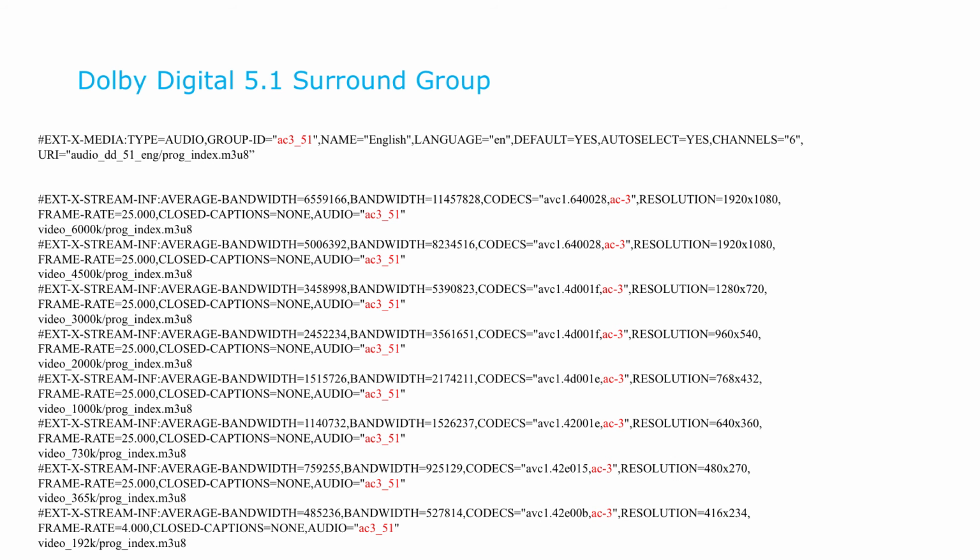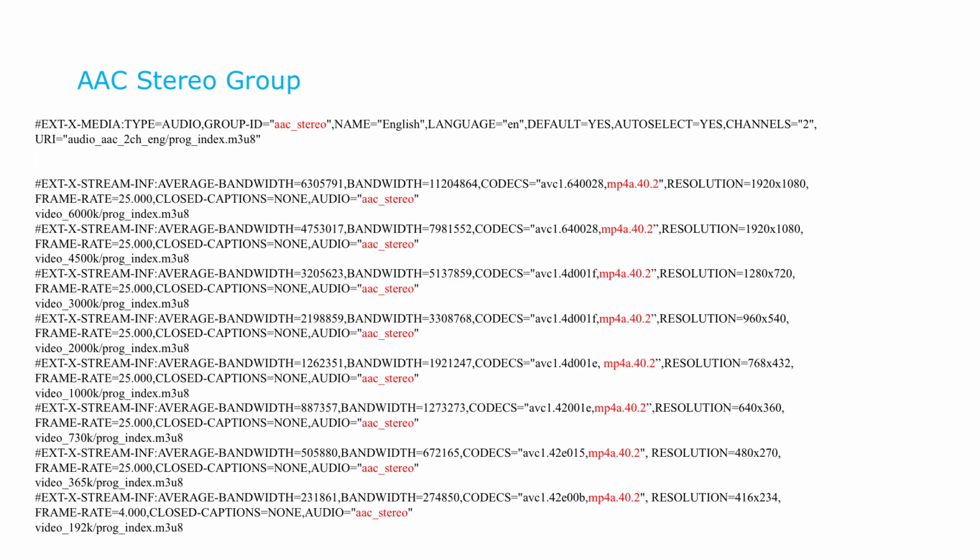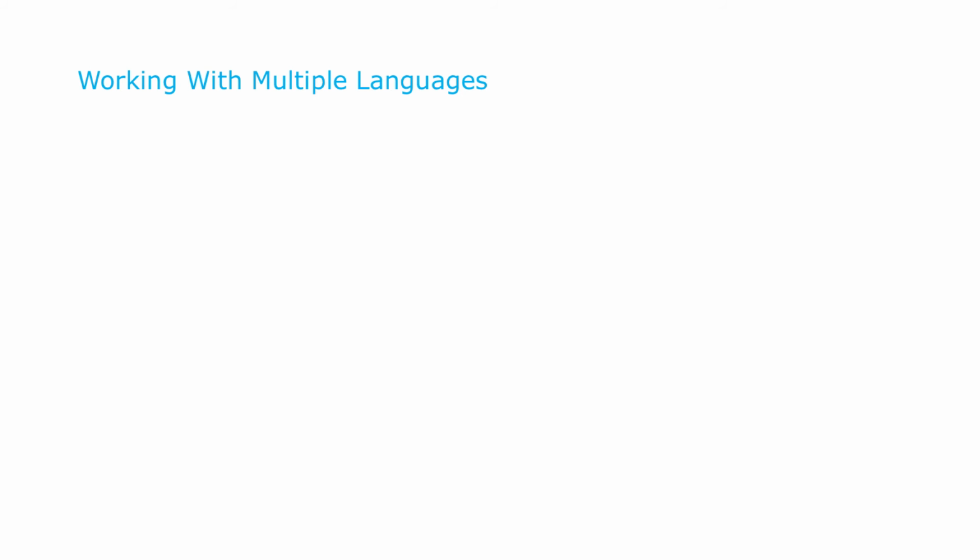Here's the EXT-Media entry in the EXT-Media rendition group for Dolby Digital 5.1 surround sound. Here's the EXT-Media entry in the EXT-Media rendition group for Dolby Digital Stereo. Finally, here's the EXT-Media entry in the EXT-X-STREAM-INF rendition group for AAC Stereo. Now let's cover how to present multiple languages.